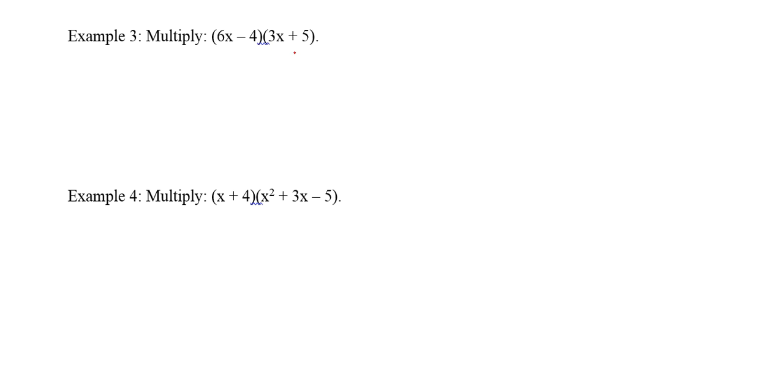6x minus 4 times 3x plus 5. I'll go ahead and use the stack method. So I have 6x minus 4 stacked on top of 3x plus 5. We are multiplying. What I'm doing here is I'm going to do 5 times negative 4, which is a negative 20.